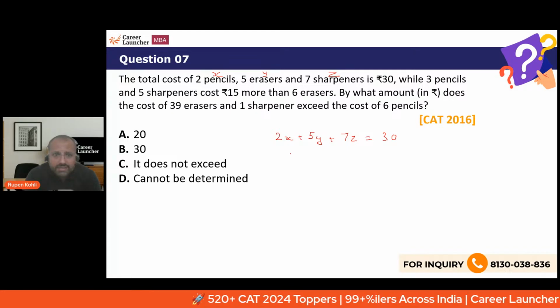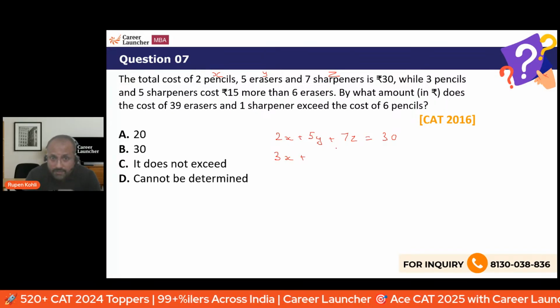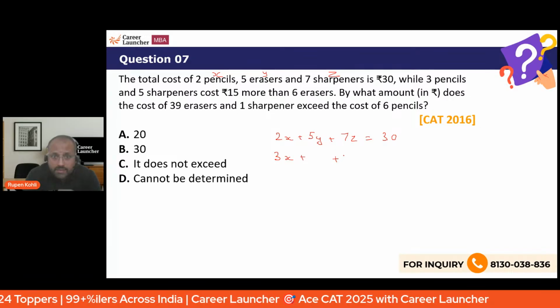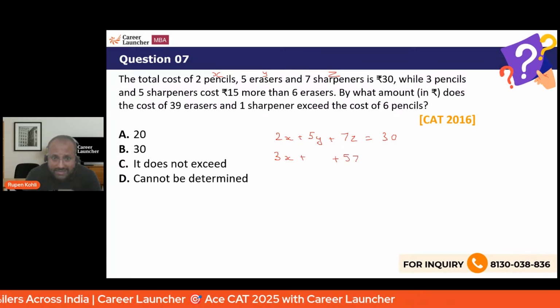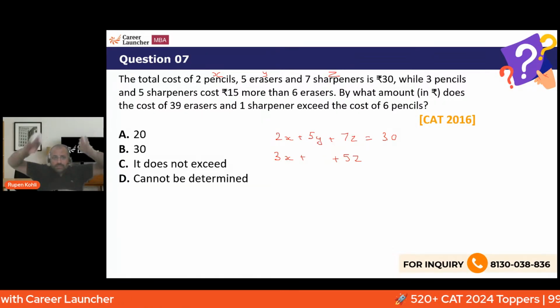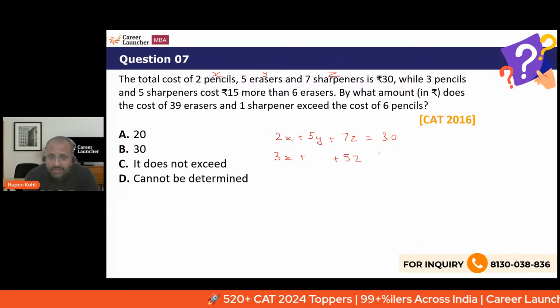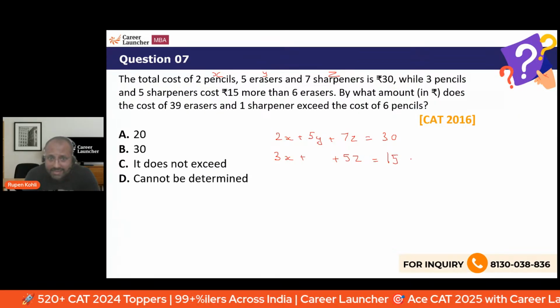While 3 pencils, which is 3X, 5 sharpeners. Now, 5 sharpeners, be very careful. Sharpeners are Z, right? Now, this is not a sum equation. The equation is 3 pencils and 5 sharpeners, which is 3X plus 5Z, cost 15 more than 6 erasers. Means this equals 15 plus 6Y.